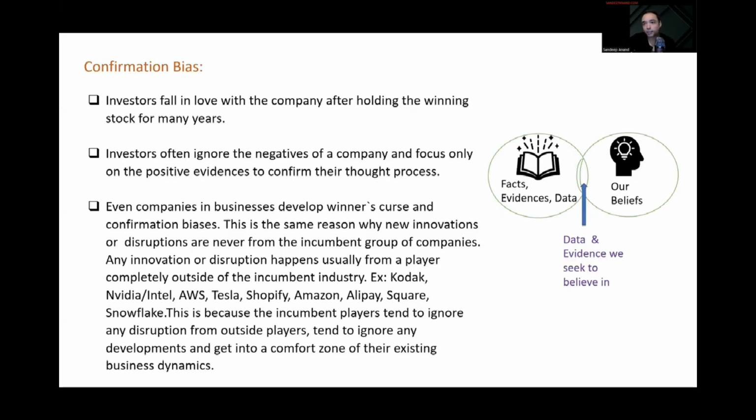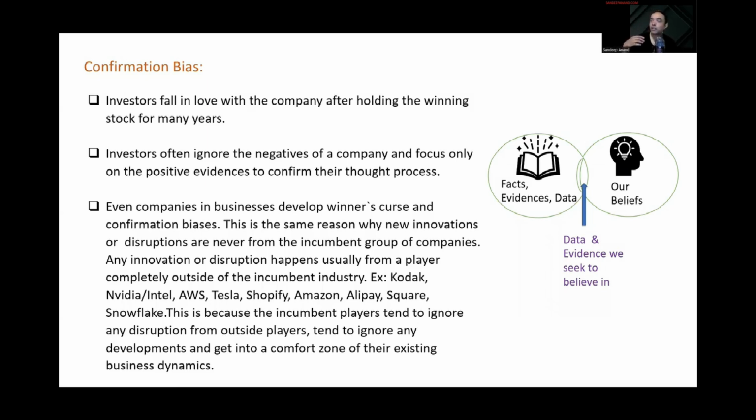So what is that? In a pictorial format, I put facts, evidence, data available in one circle. There is another circle which is our beliefs, and we seek data and evidence we believe in or we want to believe in. So that is a crossover, a mutually inclusive set of both the circles right here. The arrow is pointing: we only take the evidence and data that we want from the whole superset, similar to availability heuristics, but this is based on information. Now, investors often ignore the negatives of a company and focus only on the positive evidence to confirm their thought process.